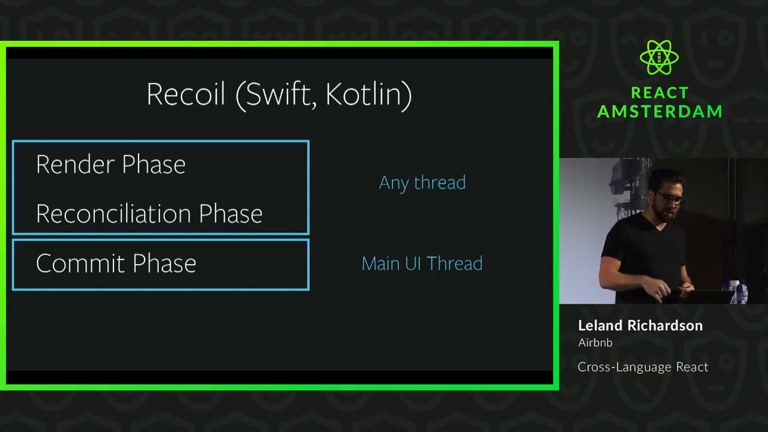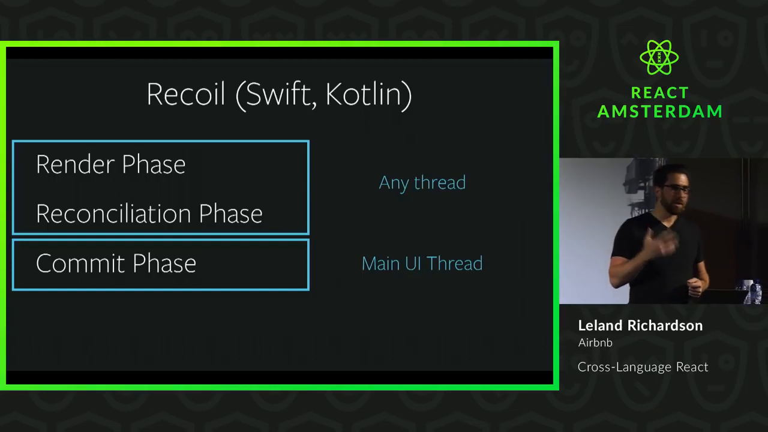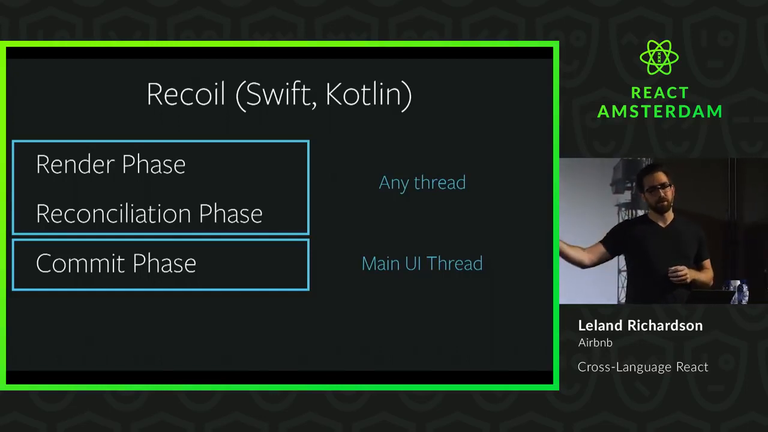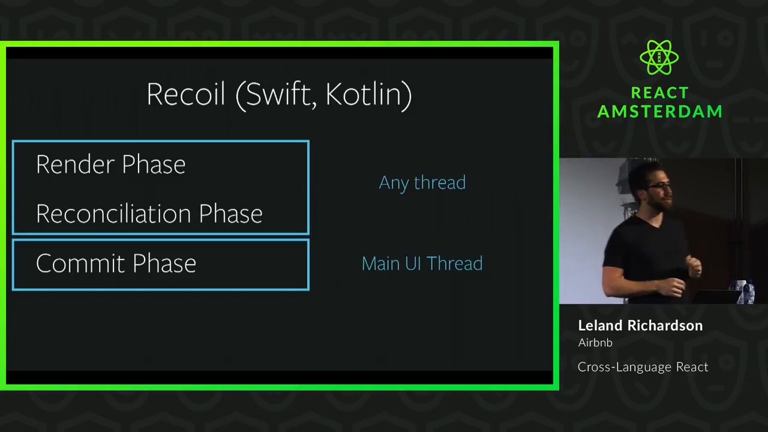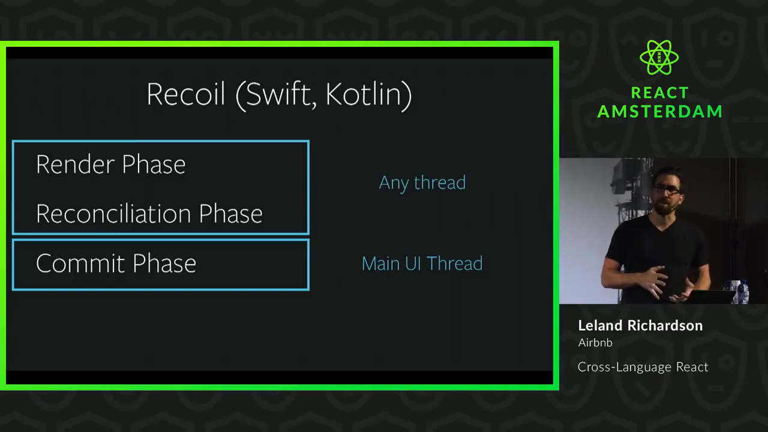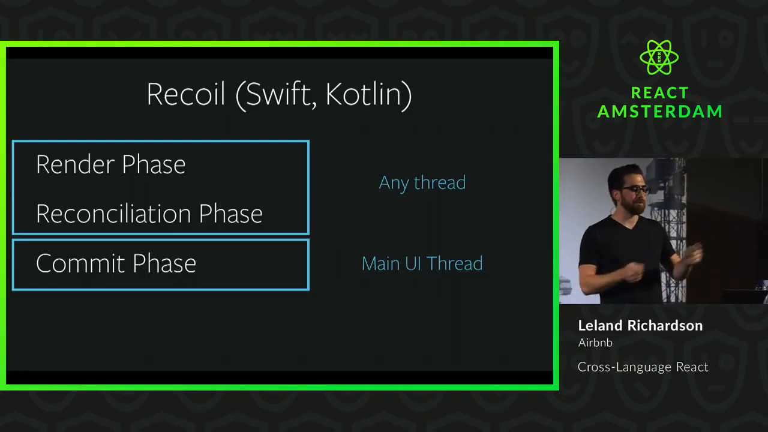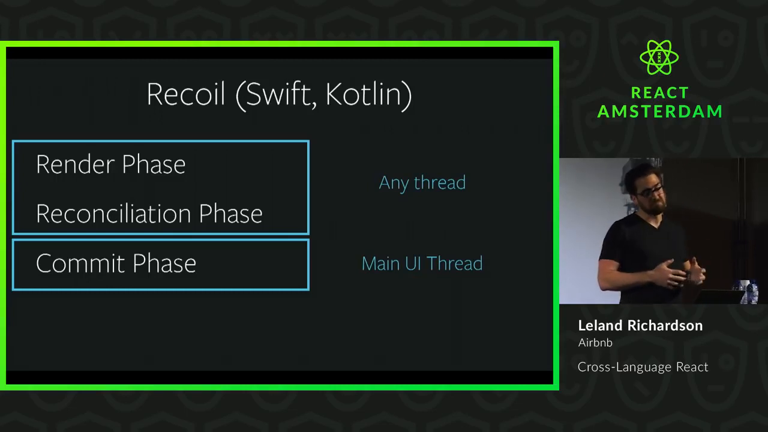And so when I wrote Recoil, I thought we can do it kind of the same way. We can have render and reconciliation happen on one thread, and then the commit needs to, as always, happen on the main thread. But we actually now have a little bit more power. So instead of having it run on a single JavaScript thread, we can play around with where this render and reconciliation happens, because we can run it on any thread.